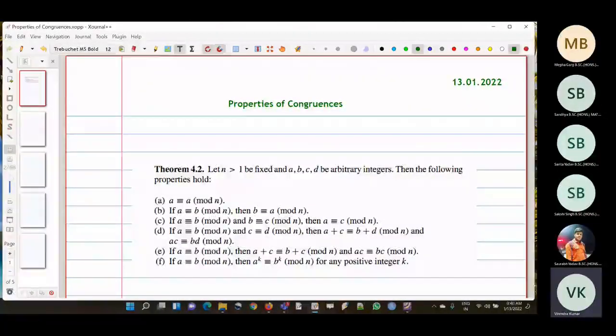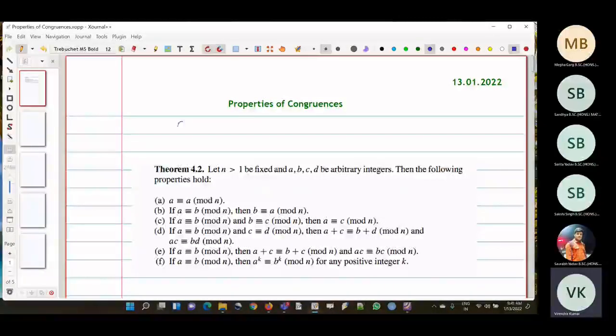Yesterday we saw the definition of congruences and some of its immediate properties, and we have seen these results stated in Theorem 4.2 also. But today we are going to prove this. Yesterday we could not prove this. So what do we mean by congruence?